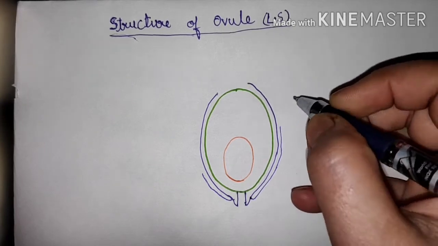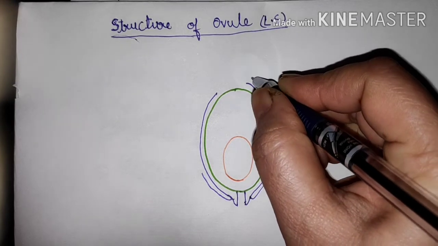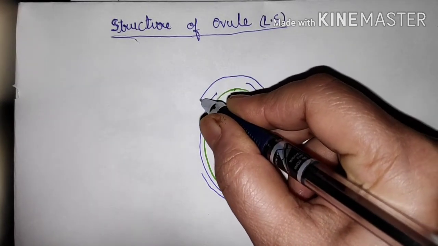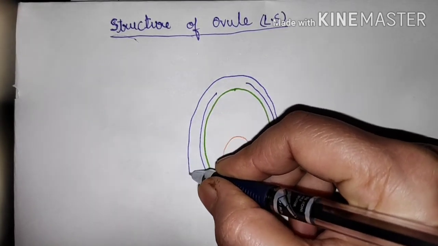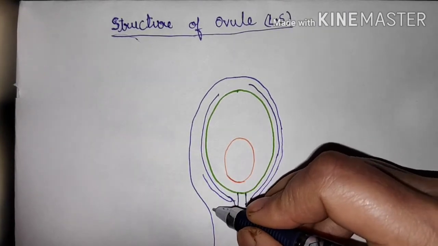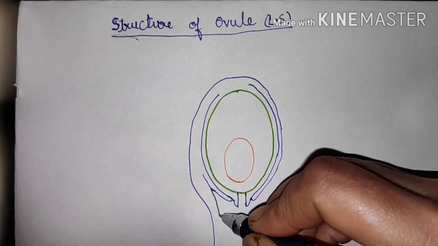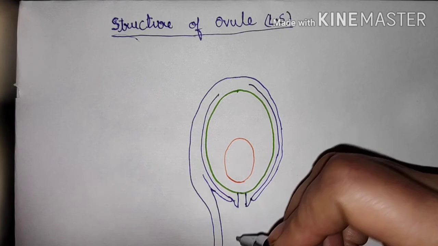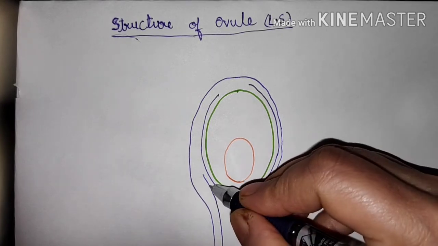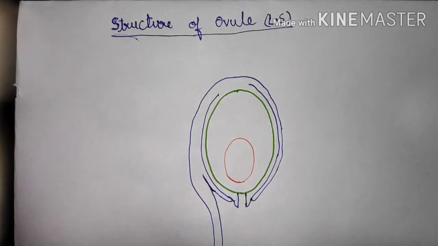On the right hand side you make a complete circle out of that integument and keep on going down like this, and here you can join with the outer integument here. So the region where these two are joined, this region is called as the hilum. I'll be labeling it. Okay, but first let us complete the diagram.